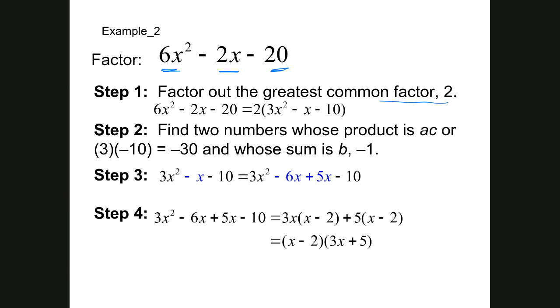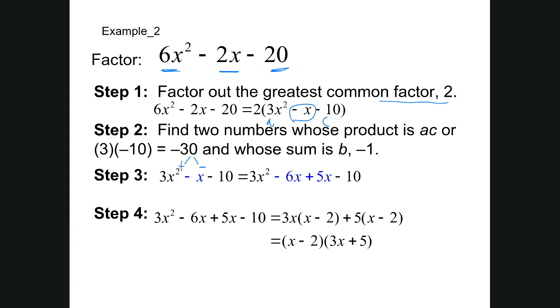We got 3x squared minus x minus 10 in here. So A is 3, C is negative 10. So A times C is negative 30. And B here is negative 1. So that means I have 2 numbers multiplied that should be negative, which means one should be positive, one should be negative. And then added together will be negative 1.